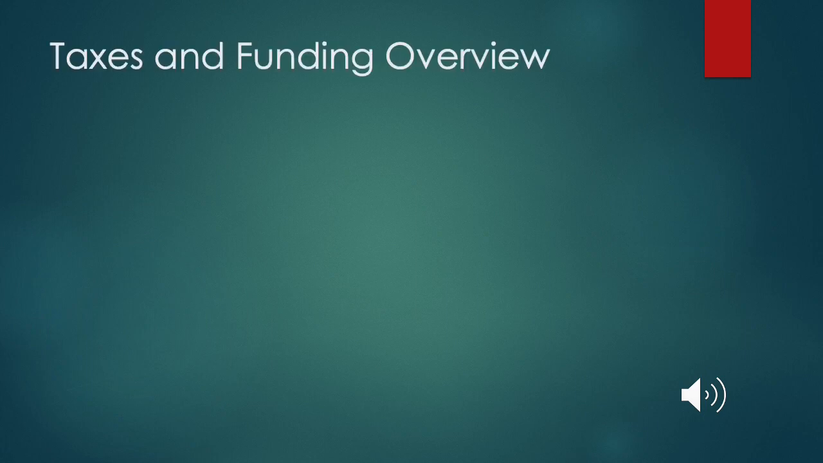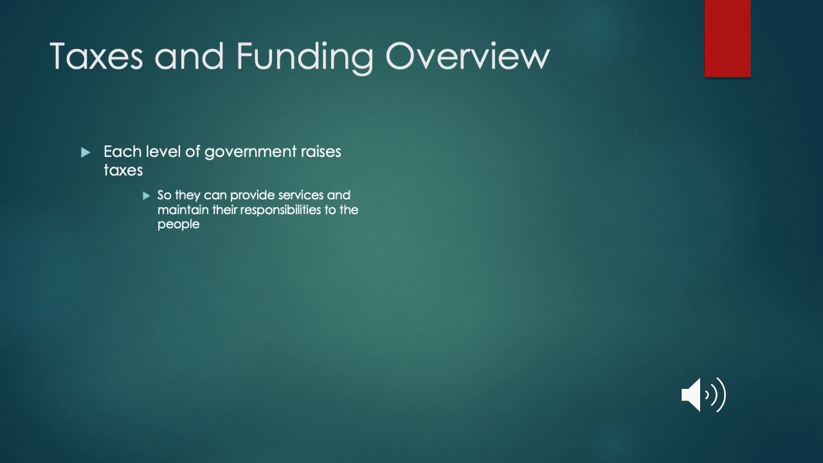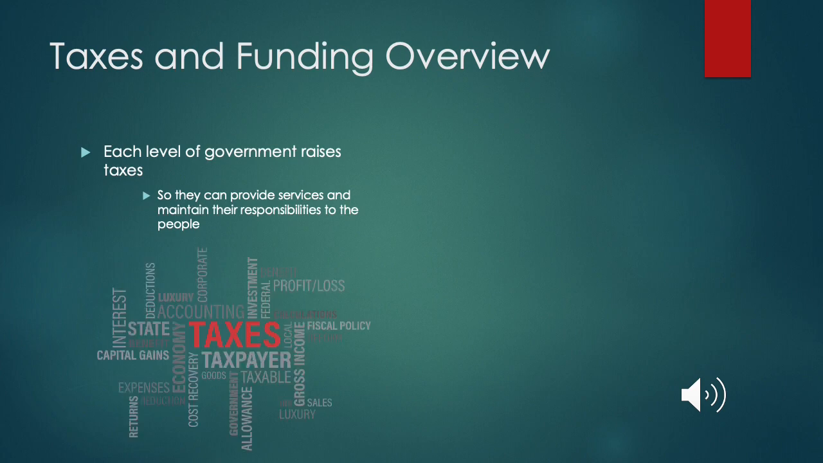Each level of government raises taxes so they can provide services and maintain their responsibilities to the people. We as citizens are aware of being taxed, but we often don't know where those taxes go, and we often feel like we don't have input into how those taxes get used. Most people really don't understand how much of the funding that allows local programs and services to happen flows from the federal government through the states to the local municipalities.